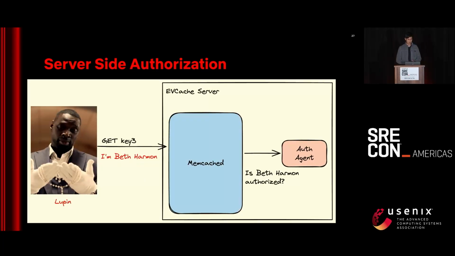This is Lupin. Lupin is a master thief. So Lupin now pretends to be Beth and also sends the same request to Memcached. And Memcached, if it didn't know any better, would just ask the auth agent, hey, is Beth allowed to access this? And the auth agent would respond with yes. And Memcached would return the sensitive information, and Lupin would get away with data that he is not supposed to.